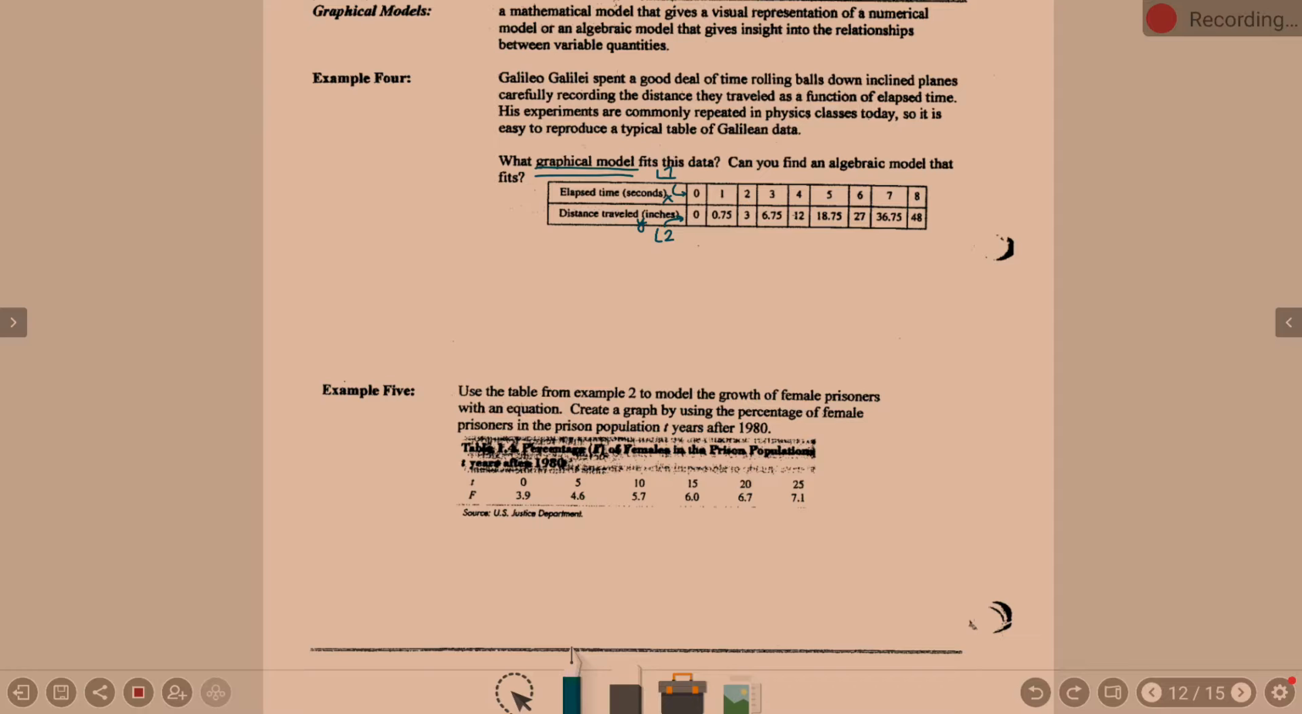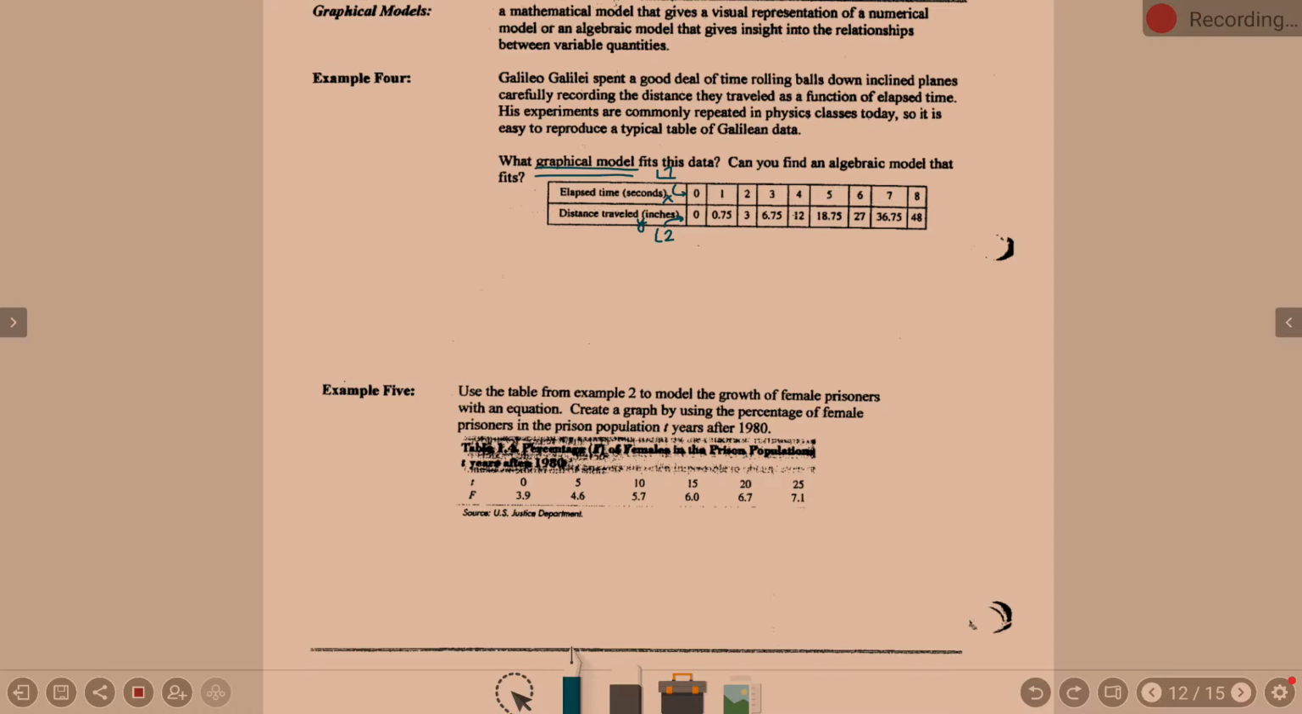Now, can I see all of my points? No, I can't. And so this is where I'm not going to try to zoom. I'm going to use my window. My X values, to see all of them, I need to go from 0 to 8. So 0 to 10 is good. My Y values, though, they need to go from 0 up to at least 48. So like 0 to 50. So this is a good thing.